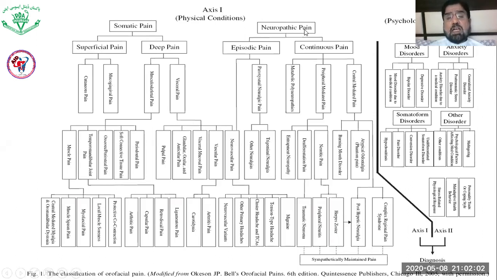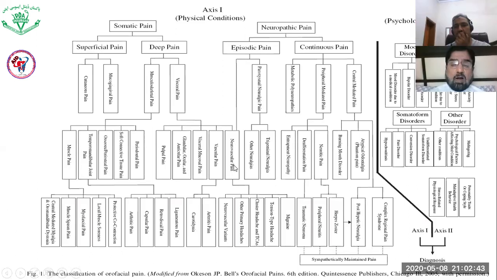Ladies and gentlemen, generally it is neuropathic pain that we have in our diagnosis, not somatic pain. When we go for neuropathic pain, we have continuous pain and episodic pain. We deal generally with episodic pain when we are dealing with trigeminal neuralgia. Episodic pain is again of two types: one is neurovascular type pain and the second is paroxysmal neurogenic pain. Trigeminal neuralgia lies in paroxysmal neurogenic pain.